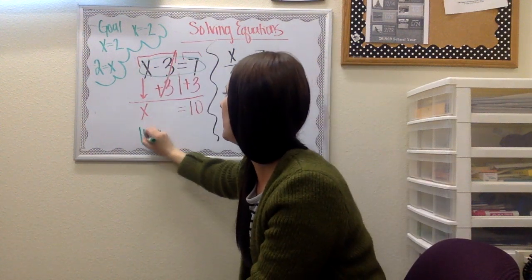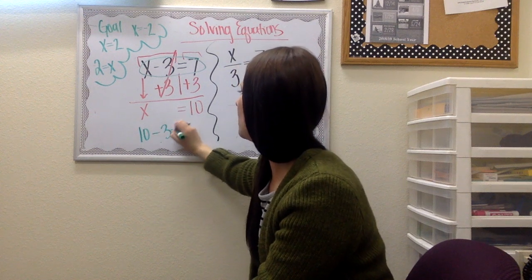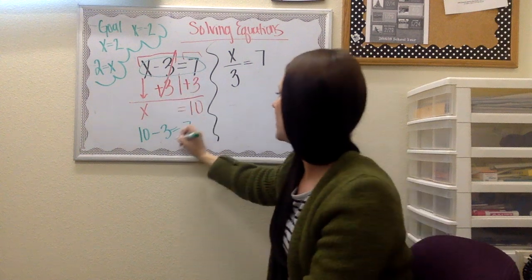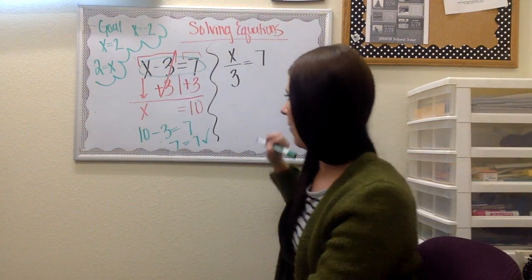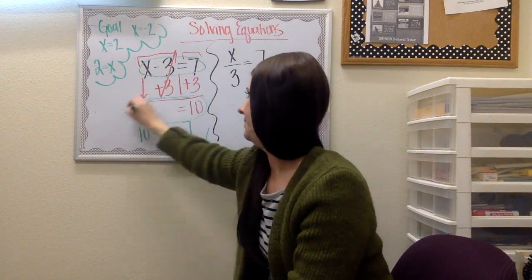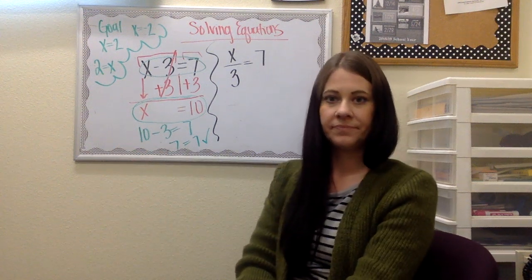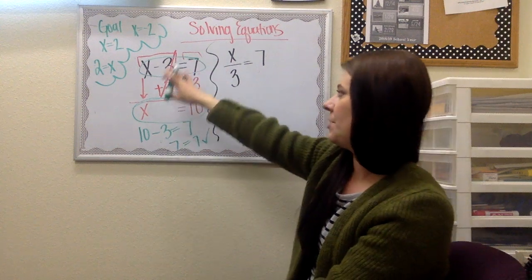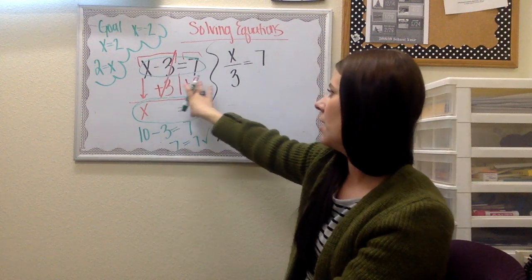I'm going to put 10 where the x was. I'm going to write the rest of the problem, and this is how you check yourself. 10 minus 3 is 7. That equals 7. I know I found the correct answer. X equals 10. Okay? So that is what we would do with addition and subtraction, is doing the opposite.